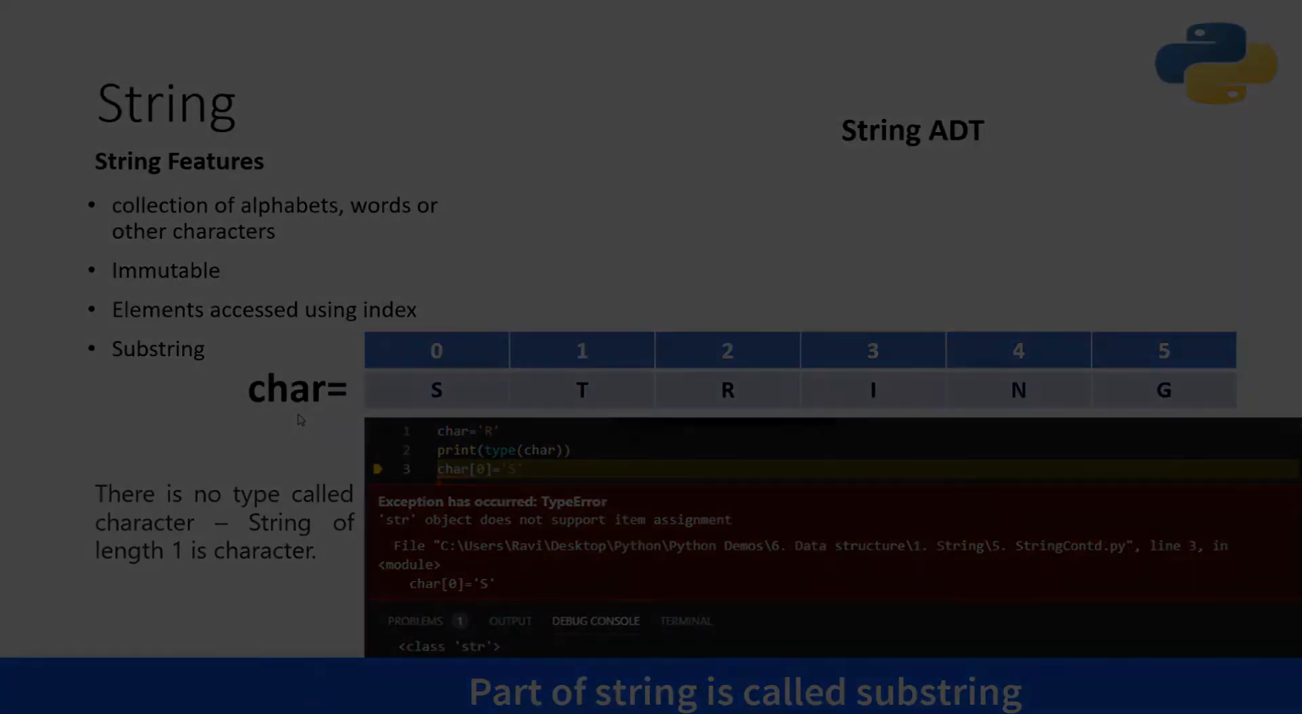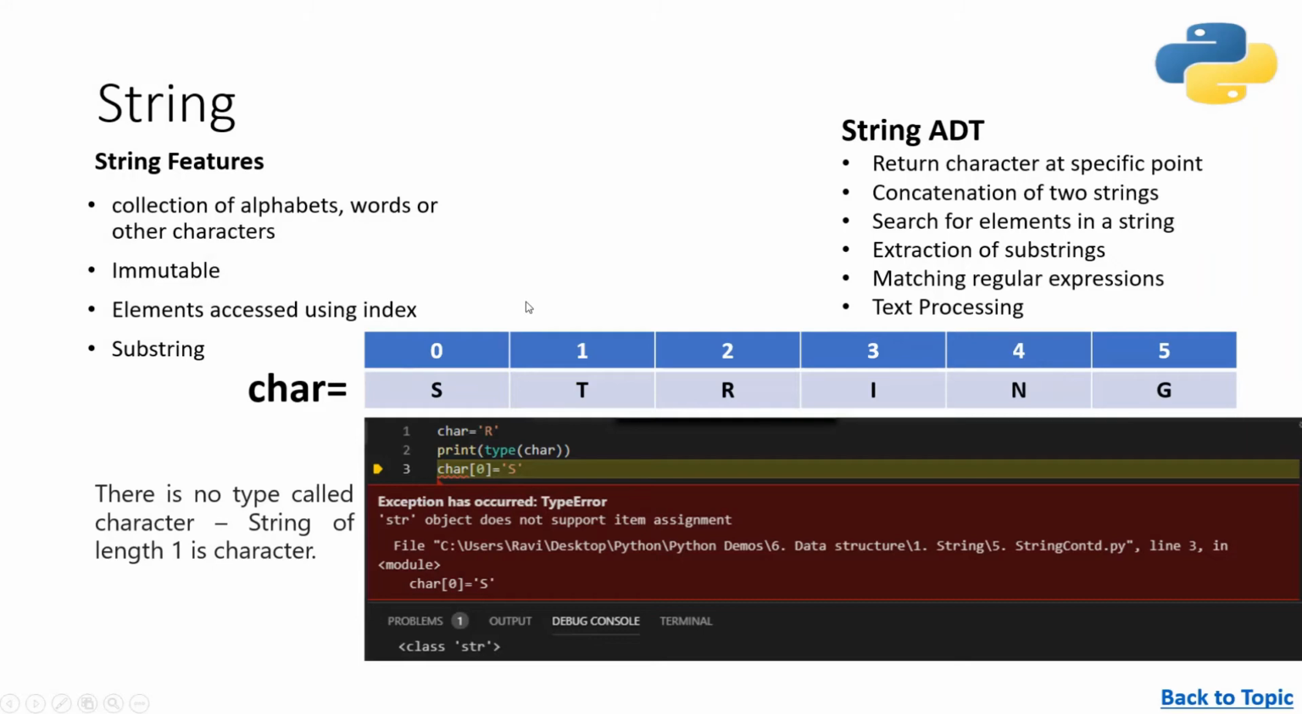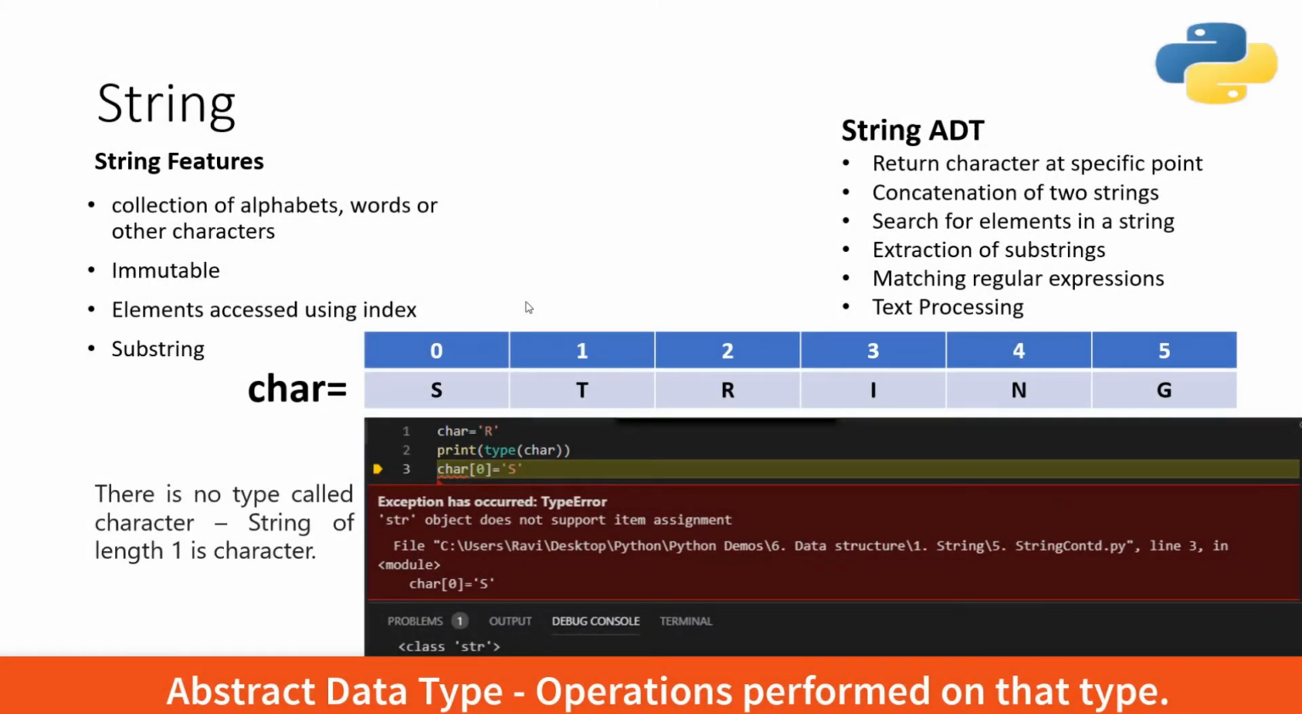Now let's talk about the string abstract data type. Abstract data type is nothing but the behaviors of that type, or in simpler terms, the operations you can perform with that type. With strings we can perform a lot of operations.